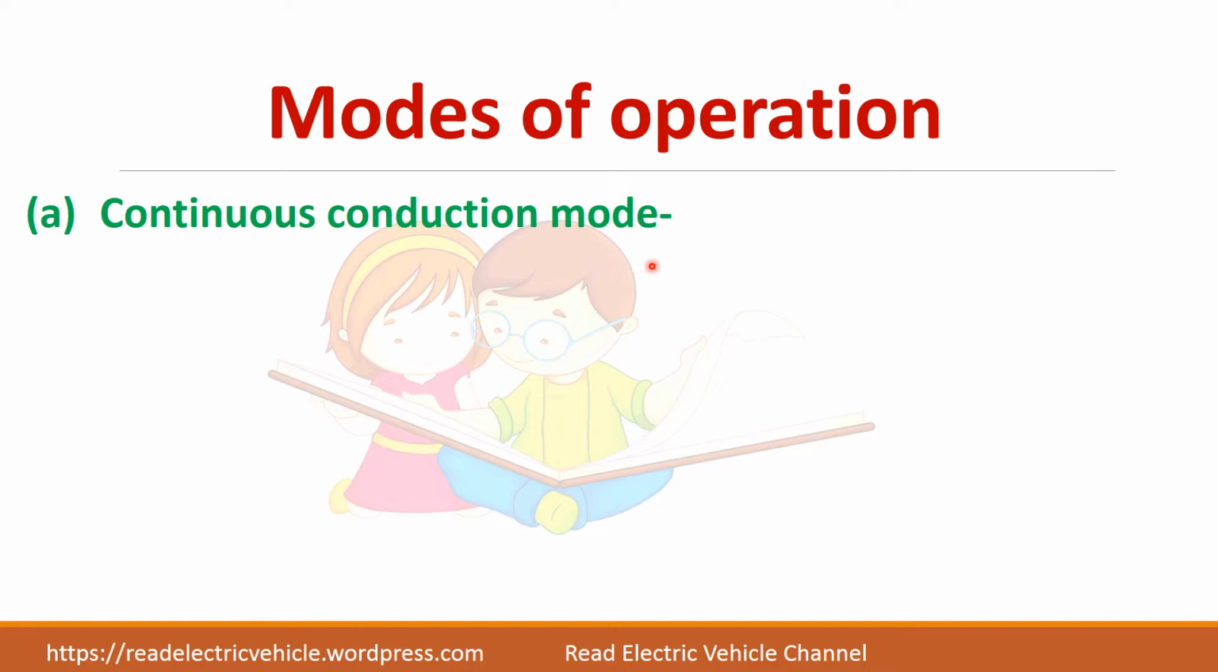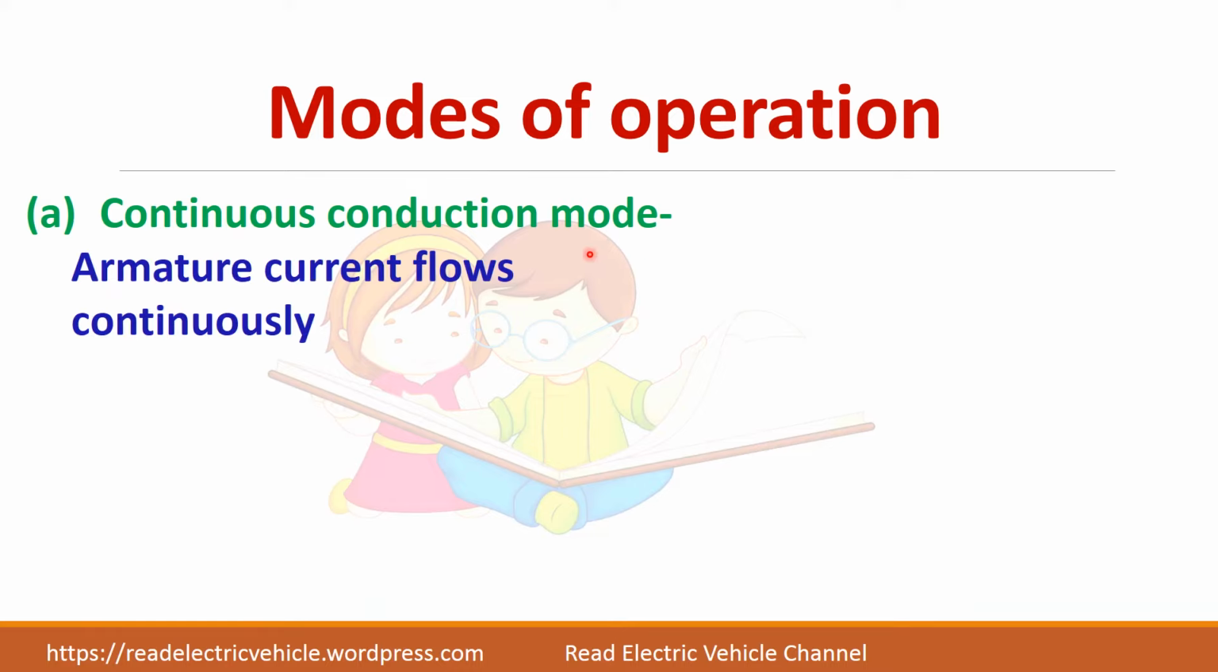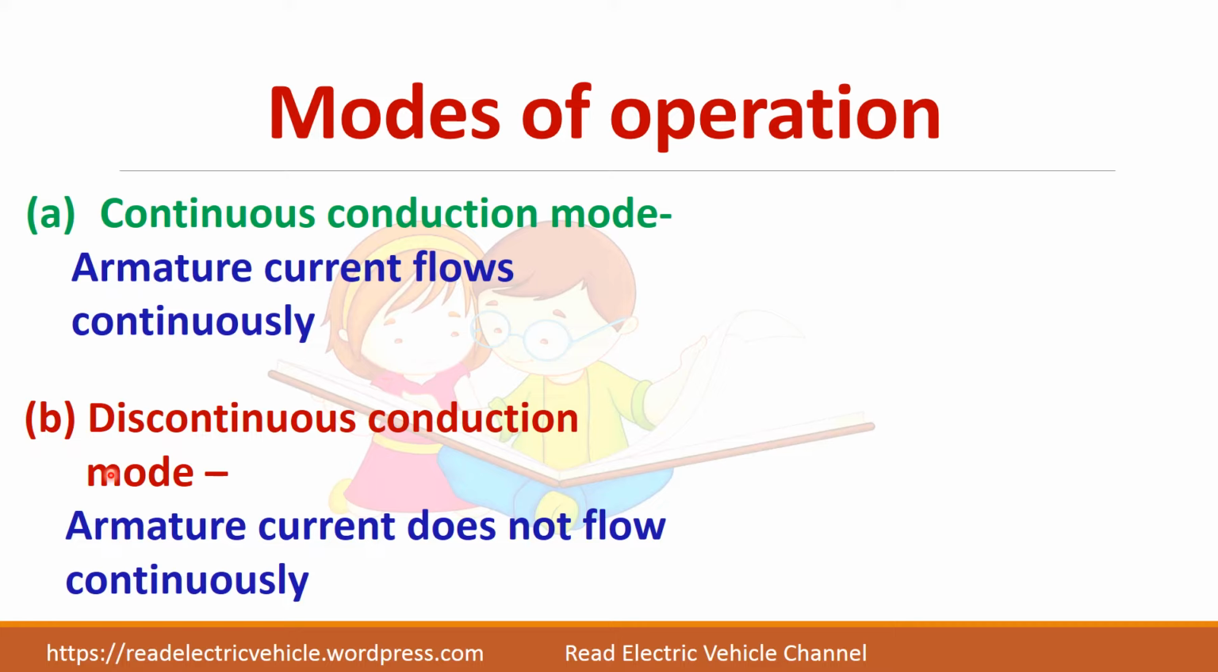We have 2 more modes of operation. One is called continuous conduction mode, where the armature current flows continuously, and the other is discontinuous conduction mode, where the armature current does not flow continuously. That is, in between it will be 0 for some time. In such cases, we call it a discontinuous conduction mode.